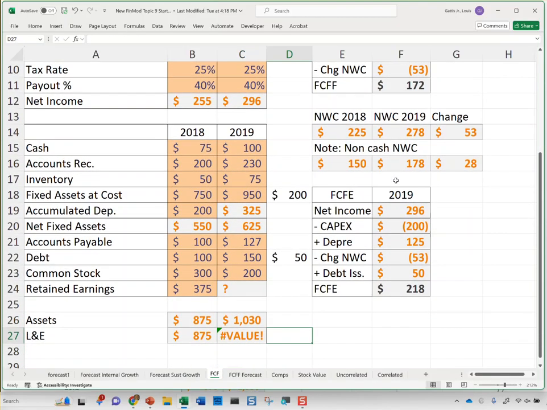And then we have a calculation for FCFE here. Notice for FCFE, I start with net income. I do the same three adjustments as above: subtract CapEx, add depreciation, subtract changes in net working capital. But this company, if you look at the balance sheet, you can see their debt went from 100 to 150 in 2019. That's an increase of 50, so I'm going to add debt issuance. If I paid down debt, I would subtract it. So this company is generating 218 in FCFE.